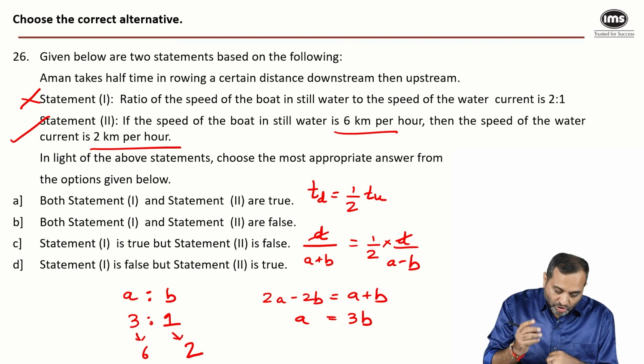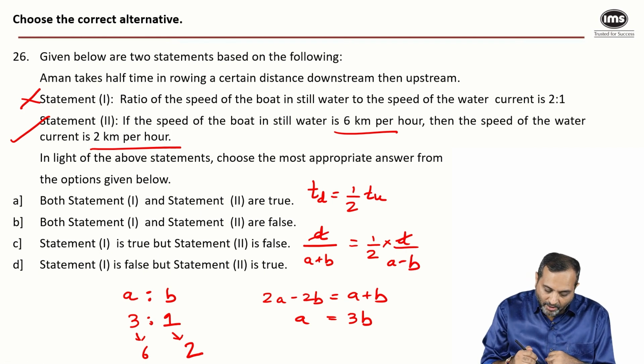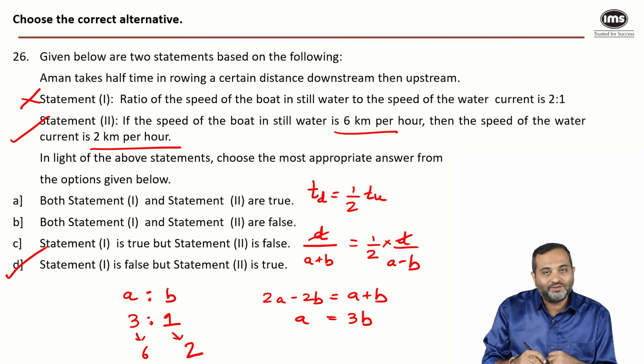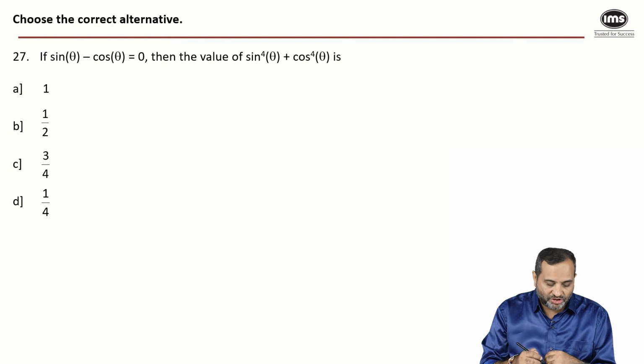1 is false, 2 is true. So check which statement should you mark? 1 false, 2 true. So answer is option D. Let's look at the next question.